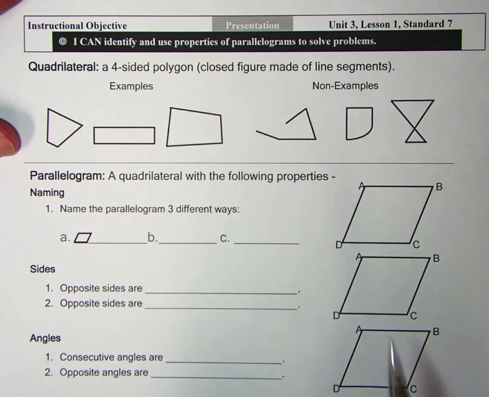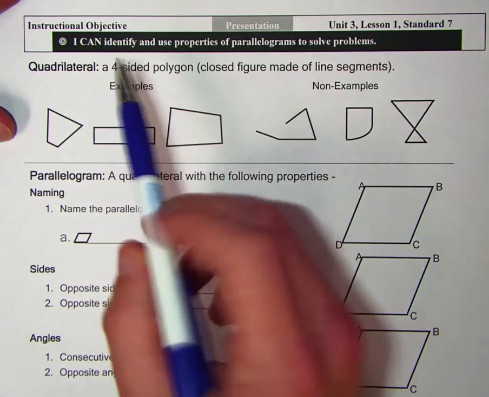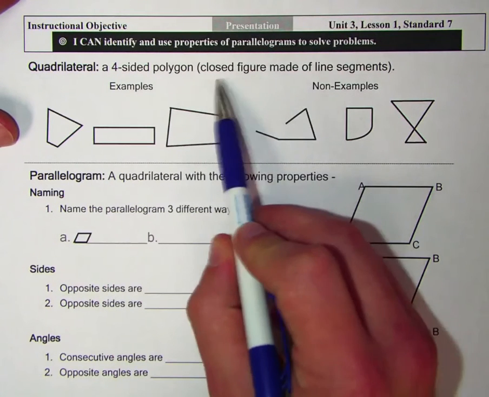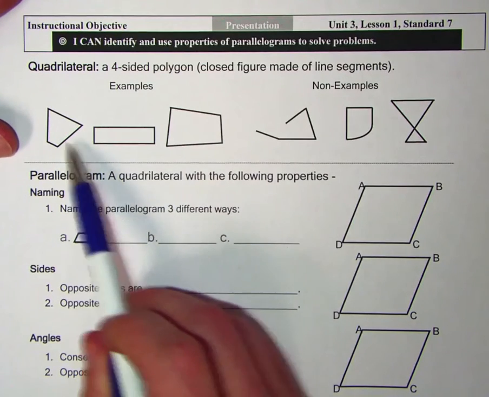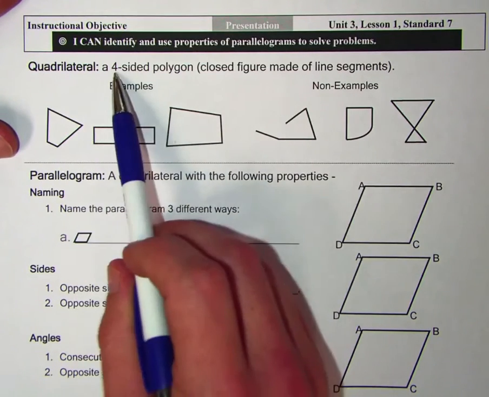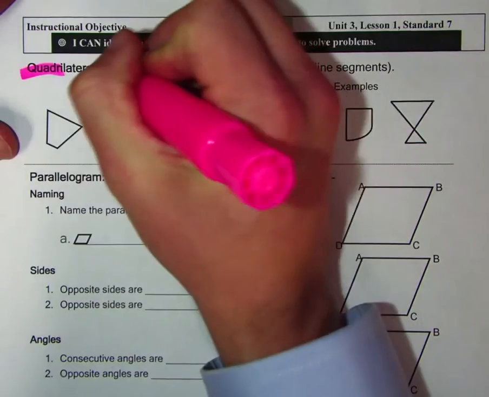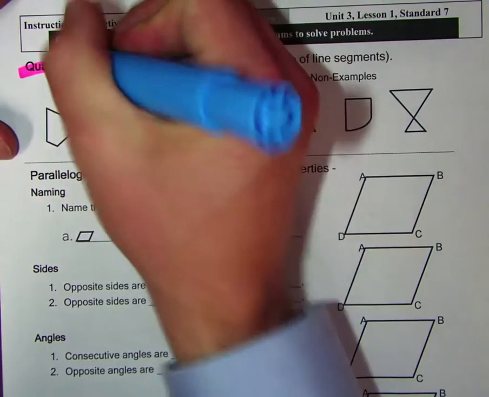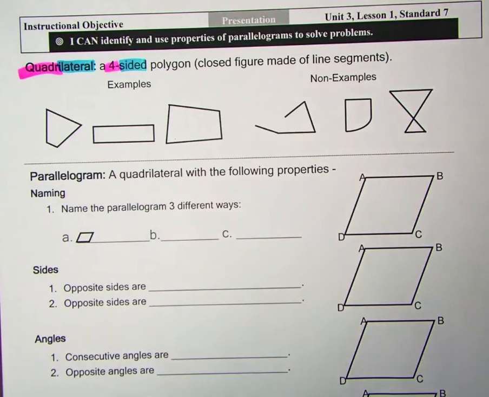is really a quadrilateral. So we're going to be working with polygons that are all quadrilaterals. And what is that? It's four-sided. And remember, a polygon means the figure is closed and it's made of line segments. So these are examples of quadrilaterals. Four sides, which is quad. All right. Lateral means side. And the key is that it's closed.